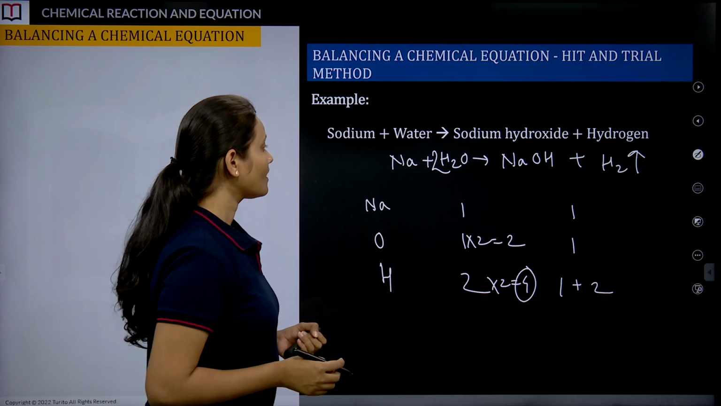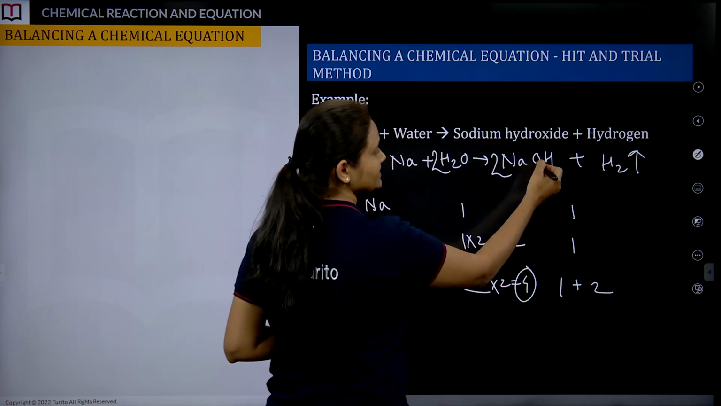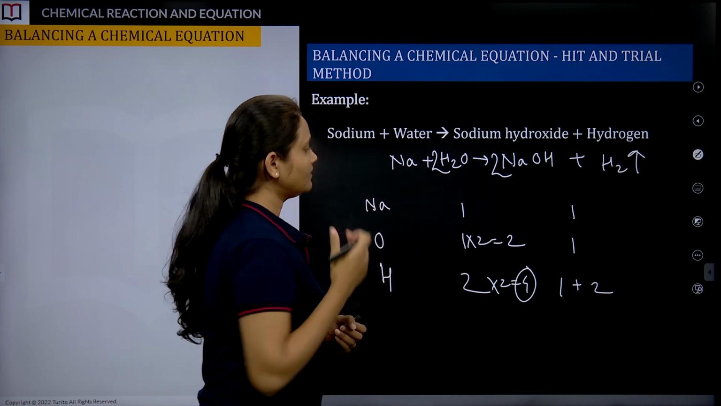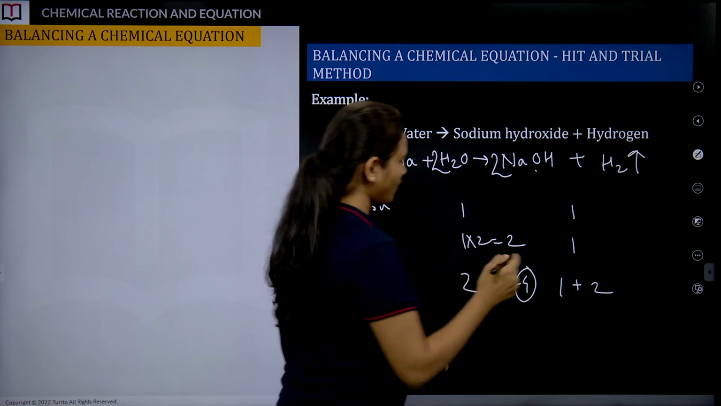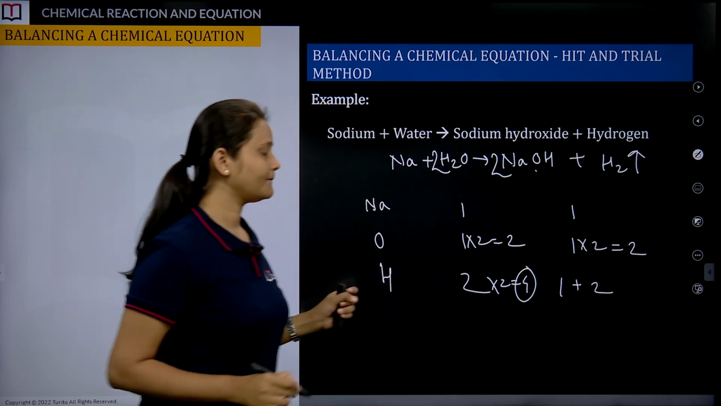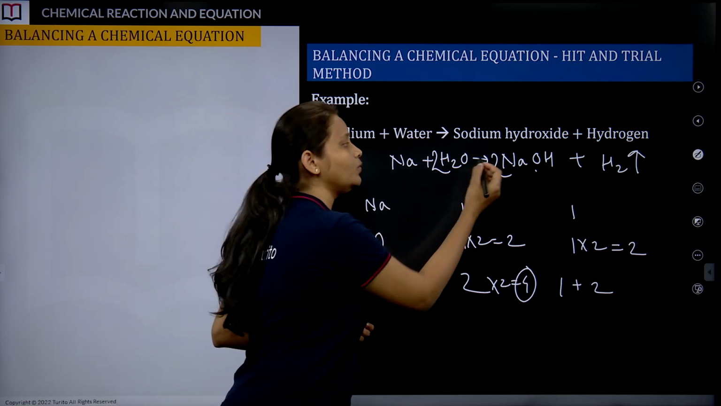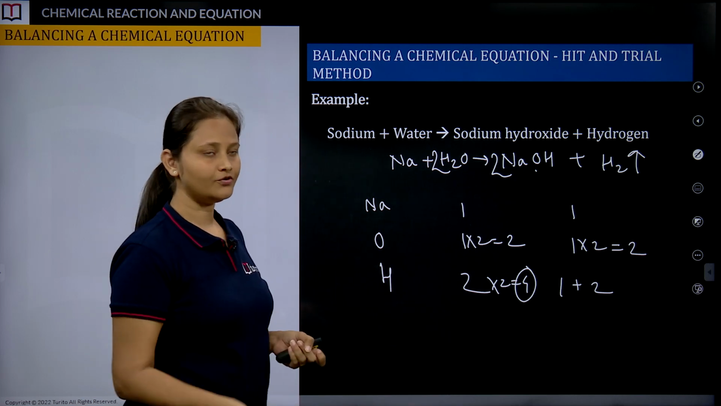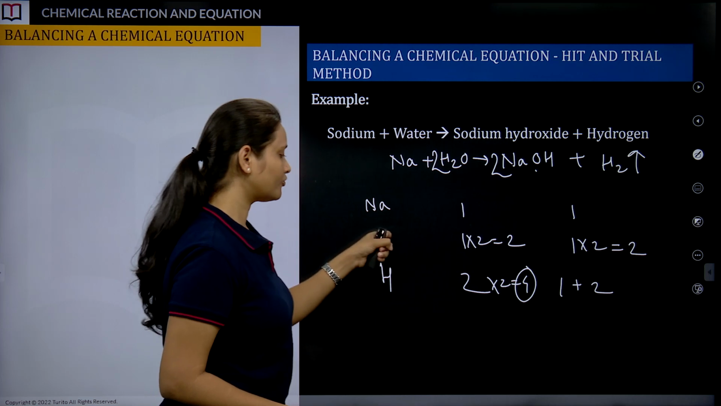Let's see. What if I am adding 2 here? Because it has oxygen and hydrogen also, right? In order to balance oxygen, I added 2. Now oxygen is balanced. Just check, are you able to understand what I am doing here? I have just added 2 as a coefficient in front of sodium hydroxide, which is giving me 2 atoms of oxygen. That's how oxygen is balanced.